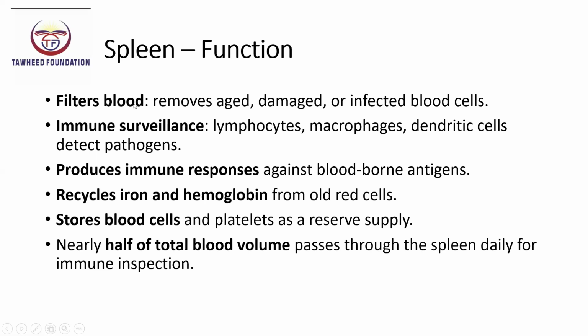It filters blood, removing aged, damaged, or infected blood cells. In immune surveillance, lymphocytes, macrophages, and dendritic cells detect pathogens. It produces immune responses against blood-borne antigens. It recycles iron and hemoglobin from old red cells. It stores blood cells and platelets as a reserve supply. Nearly half of the total body blood volume passes through the spleen daily for immune inspection.